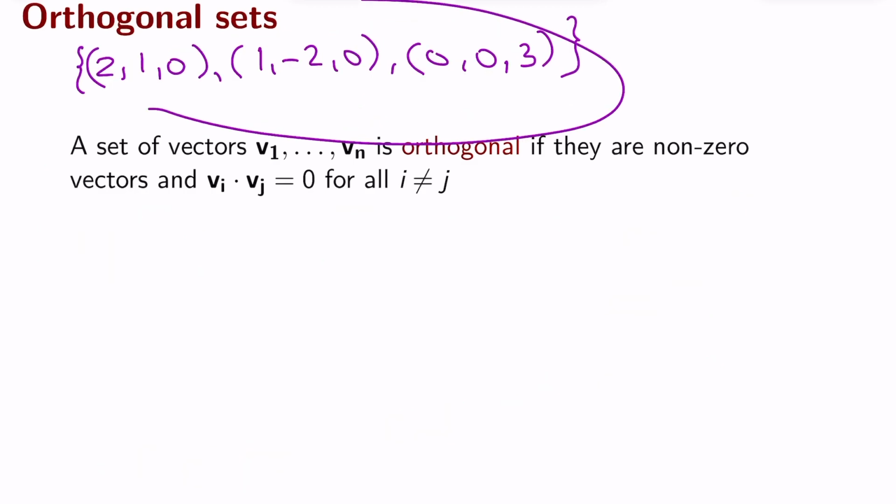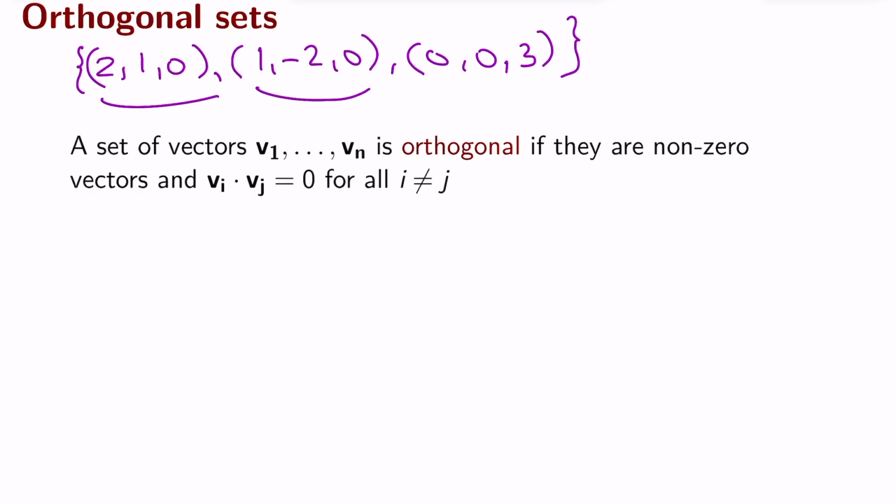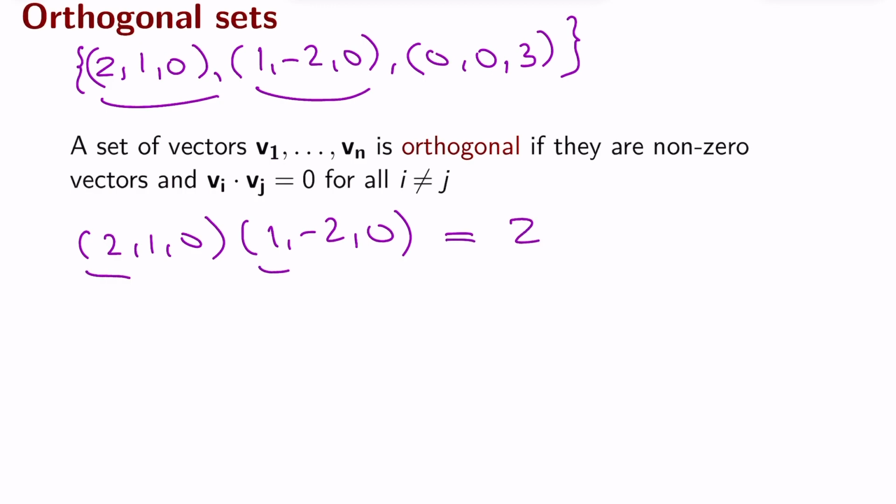So let's check if this set of vectors is orthogonal. So let's do the products. Let's start with the product of this and this. So this is 2 minus 2 plus 0, which is 0. So the first two are orthogonal.